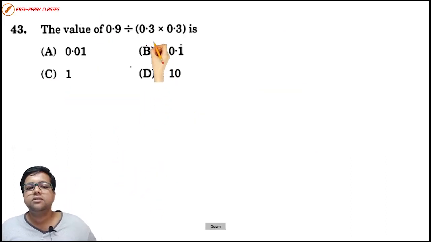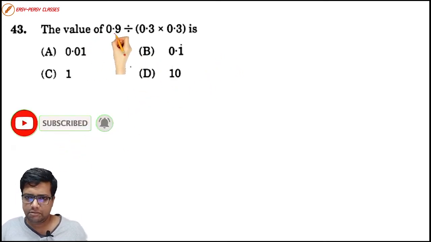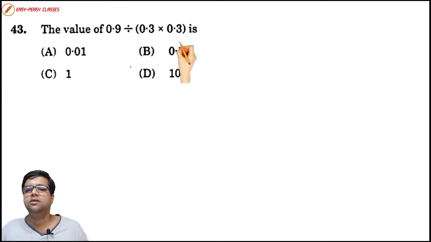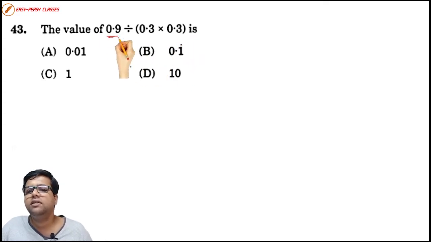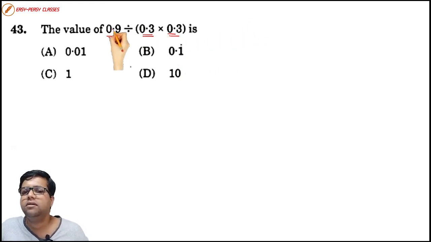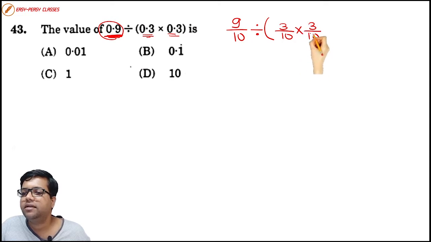All right. So moving forward, question number 43. The value of 0.9 divided by 0.3 into 0.3 is, seems to be difficult question, right? These are all given in decimal numbers. Convert them into fractions. That becomes easier to solve. 0.9 can be written as 9 by 10, right? And divided by symbol is there. Keep as it is. The brackets are coming. 0.3 into 0.3, you can write 3 by 10 into 3 by 10.